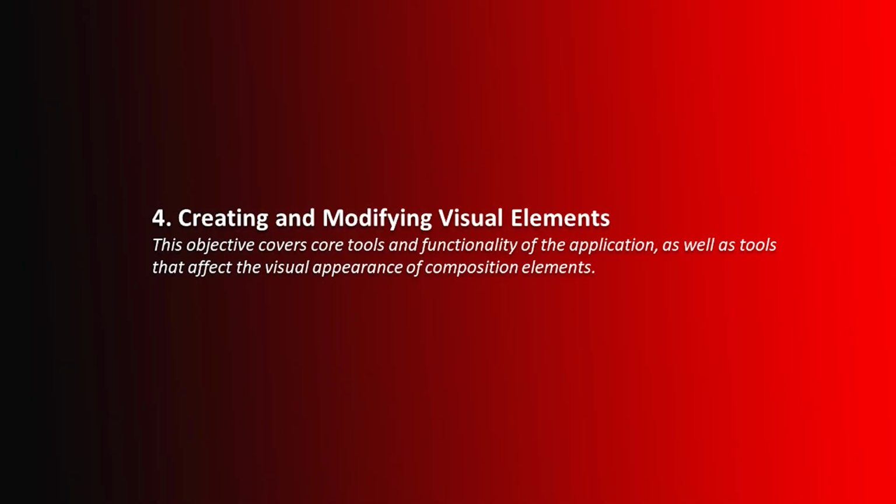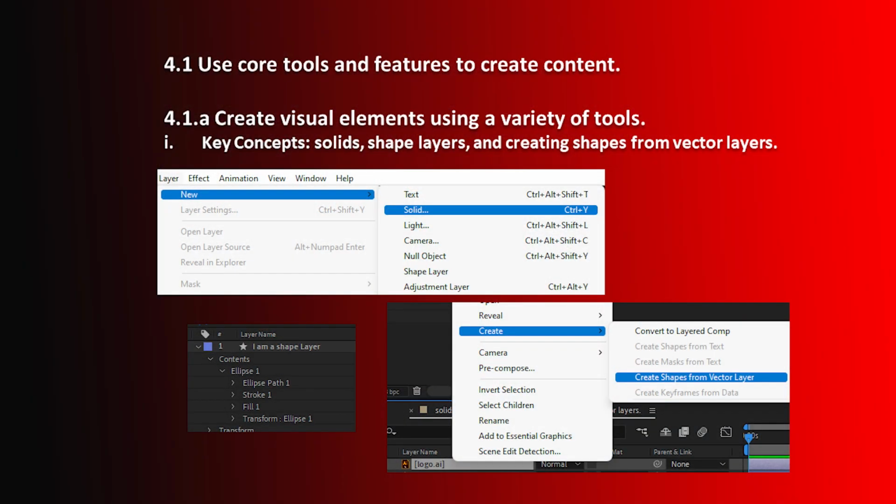In this video, I want to start Objective 4, and that is about creating and modifying visual elements. So in here is where we really work with After Effects. This objective covers core tools and functionality of the application, as well as tools that affect the visual appearance of composition elements. So let's go ahead and get started with Objective 4.1, 4.1a to be more exact. And that is to use core tools and features to create content and create visual elements using a variety of tools. We're going to talk about solids, shape layers, and creating shapes from vector layers. So let's get to After Effects.